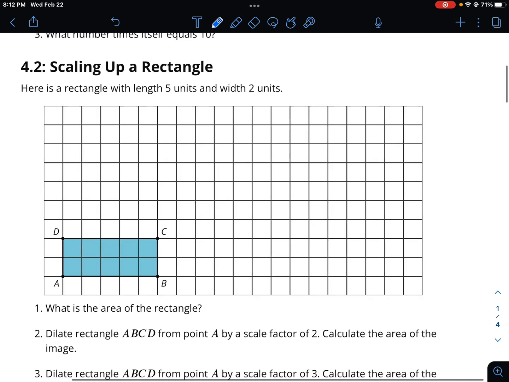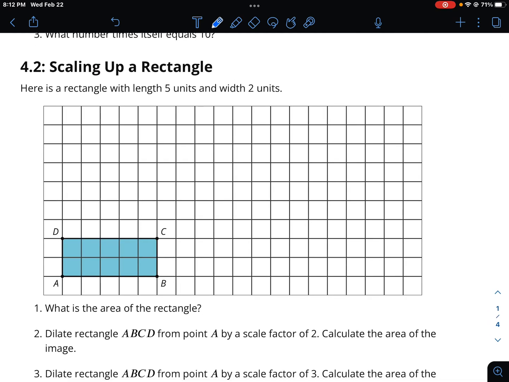Here's the big part from this lesson. You guys are going to start scaling. And remember what we talked about with area. When you dilate something, the distances and the lengths all increase by that amount. Right here, you have to find the area of this rectangle.